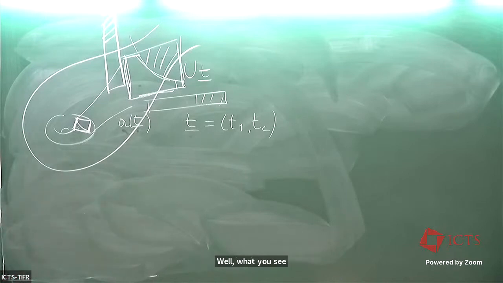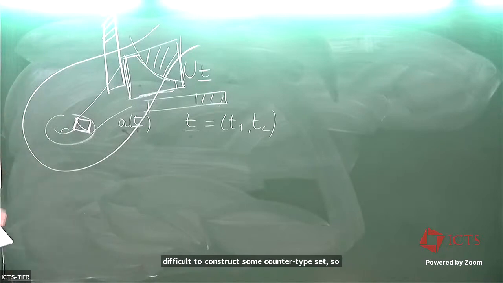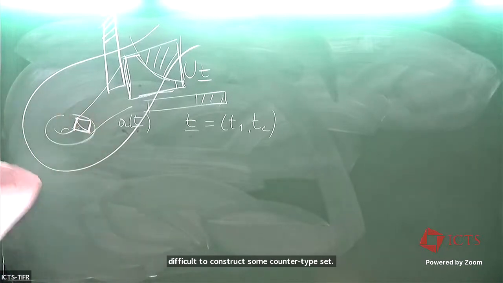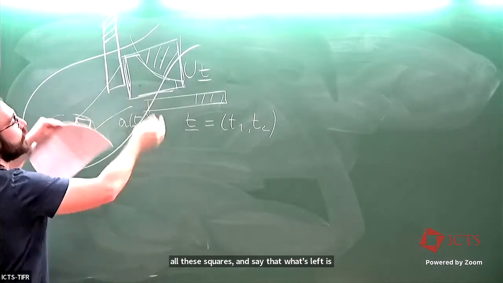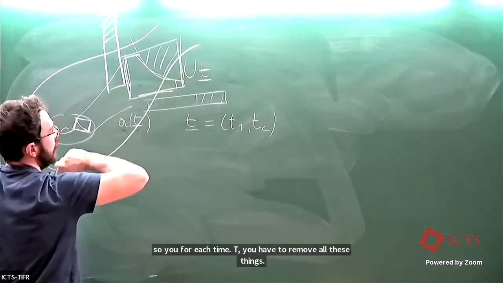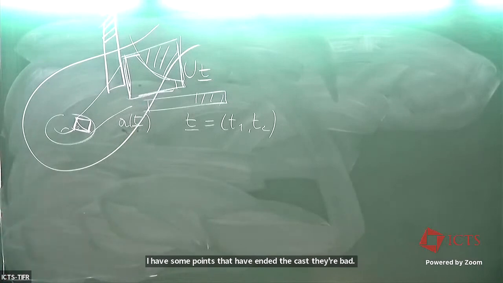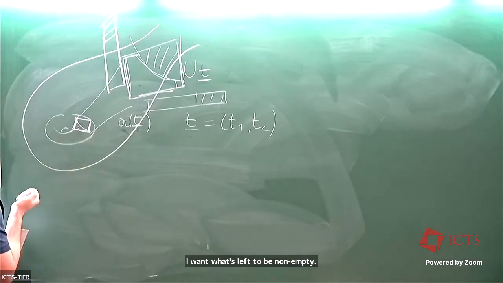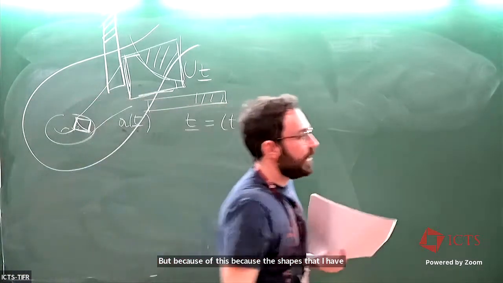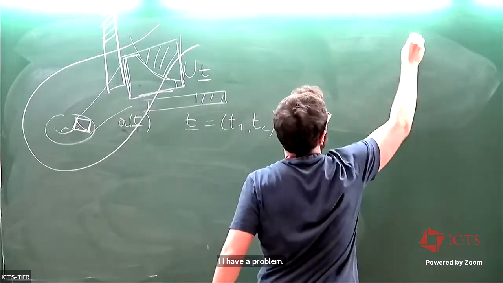And it's very difficult to construct some Cantor type set. So it's very difficult to remove all these squares and say that what's left is non-empty. For each time t, you have to remove all these things. I have some points that have entered the cusp, they're bad, I have to remove them. I want what's left to be non-empty. But because the shapes that I have when I go back are very bad, I have a problem.